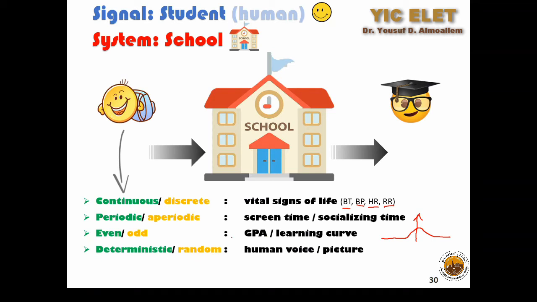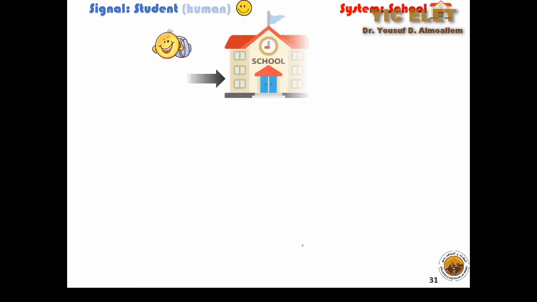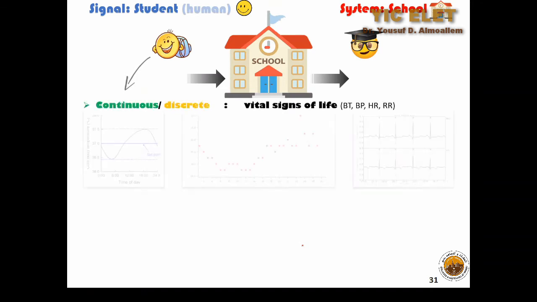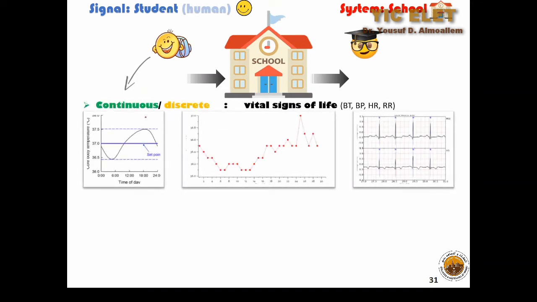Deterministic or random: most of these are random, but sometimes you could find something deterministic. But let's give more examples of random signals, like human voices or pictures. If you try to put it in a signal manner, it will be more random than deterministic. Now I will give you a few more plots to visualize this.